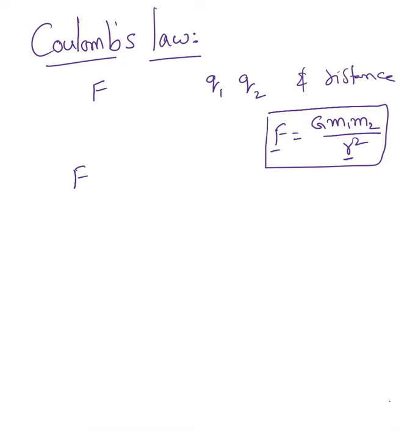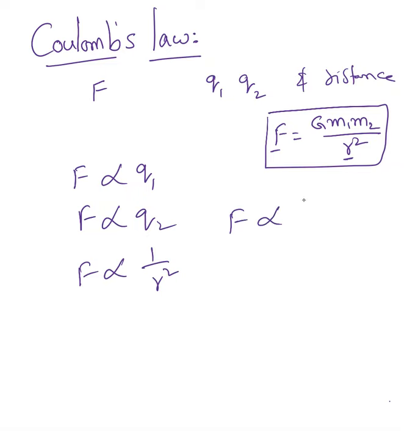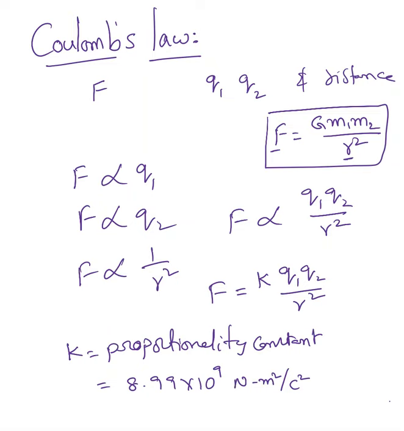According to Coulomb, that force is directly proportional to the charges Q1 and Q2, and inversely proportional to the square of the distance. So basically, the force is proportional to Q1 Q2 over r squared. If we remove the proportionality, it is replaced with k times Q1 Q2 over r squared, where k is called the proportionality constant, and that value is 8.99 times 10 to the power of 9 Newton meter squared per Coulomb squared.